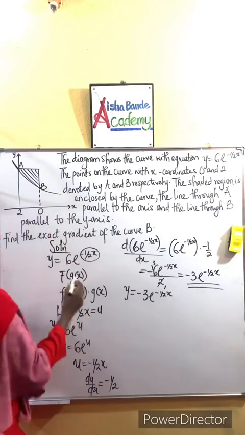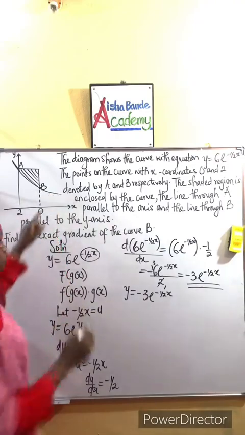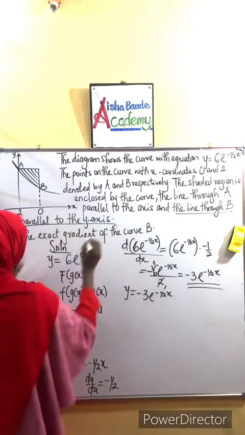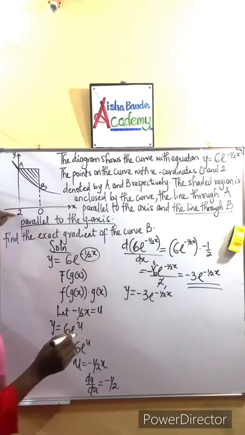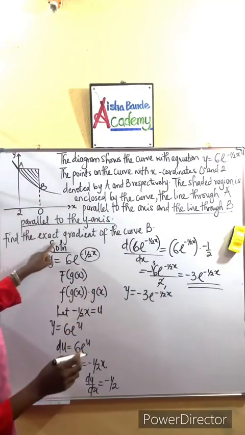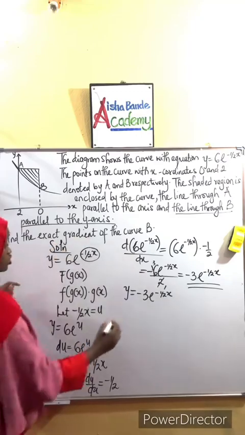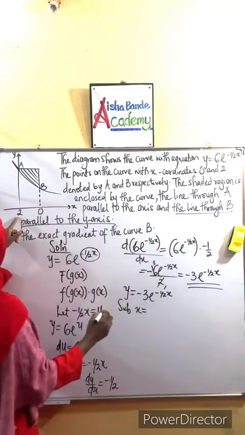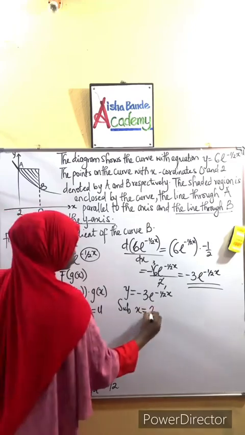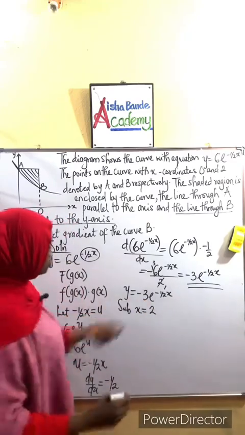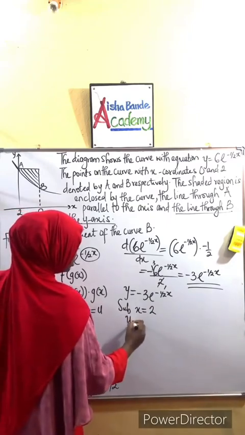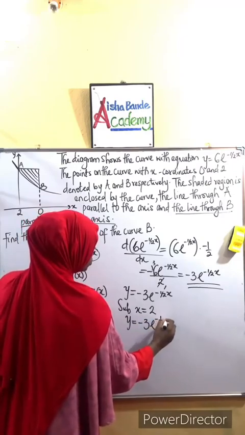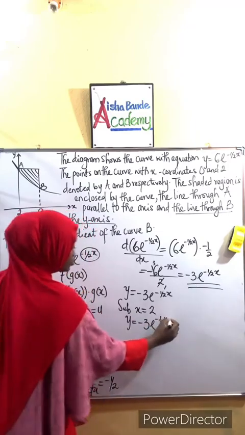We can see that B, as said in the question, the line through B is parallel to the y-axis, and this is the y-axis here, right? But we are asked to find the exact gradient of the curve at B. So we are going to substitute x equals what? The value of x from here is equal to 2. So we substitute x equals 2 into this equation. This is going to be dy/dx equals minus 3e raised to the power minus 1 over 2, times the x, which is now going to be 2.